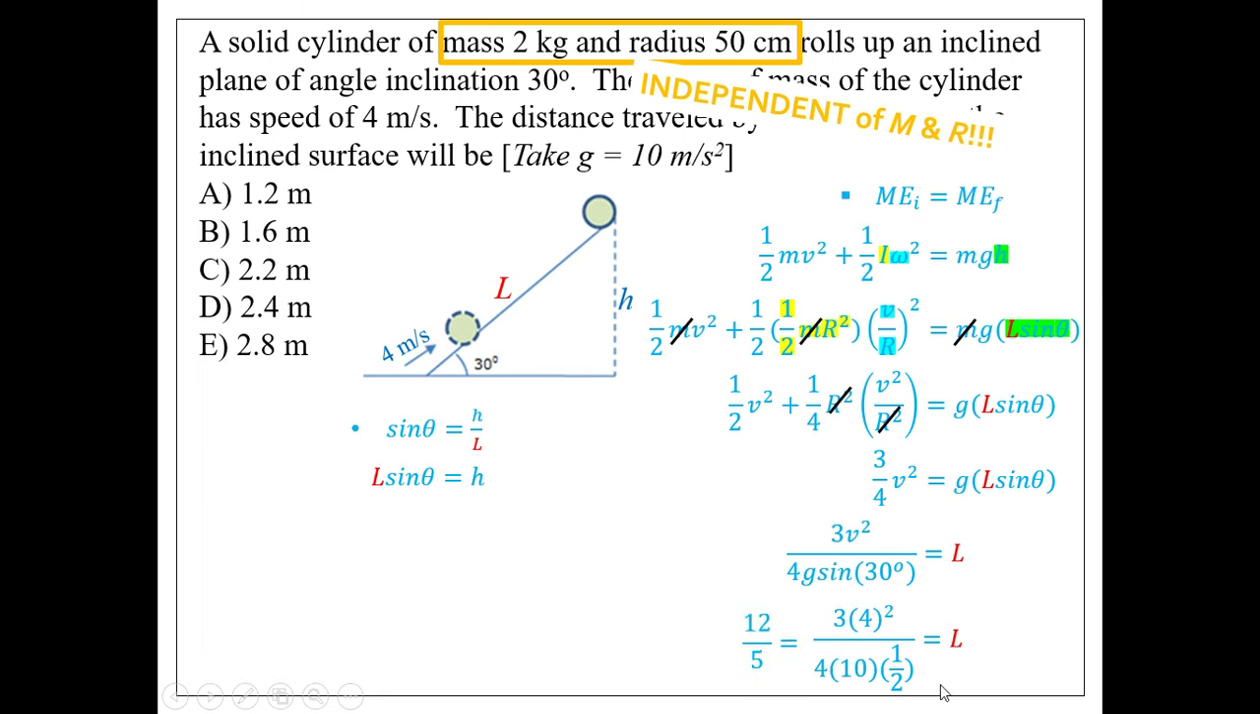And really here it's just simplifying. There's a 4 squared on top. I can cancel one of the 4s with the 4 on the bottom. So one of the 4s is going to cancel out, and therefore 3 times 4 is 12. And then if I cancel out this 4, it would just be 10 times a half. 10 times a half is just 5. Or again, you can just use your calculator. It doesn't really matter to me. 12 divided by 5 gives you 2.4, and that's the answer here. So that's the length of the ramp, or the distance traveled by this solid cylinder along the surface of the ramp.